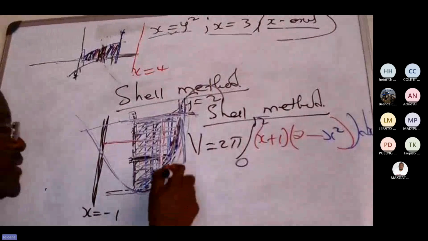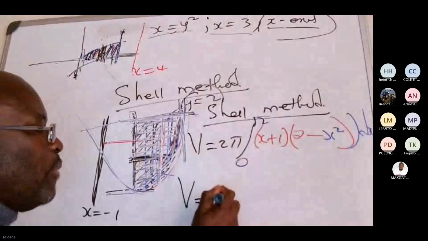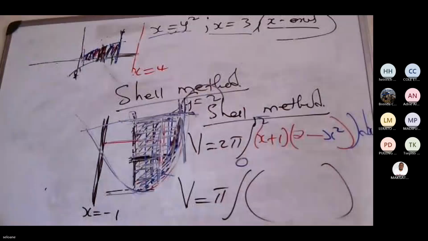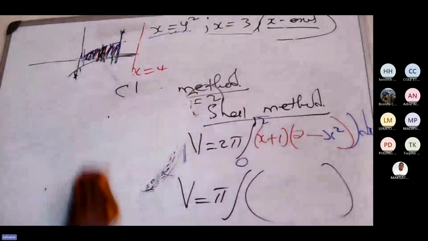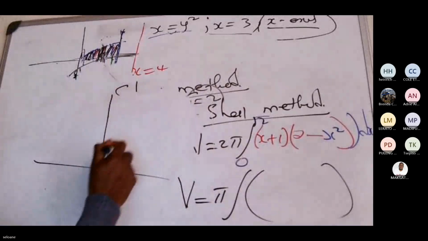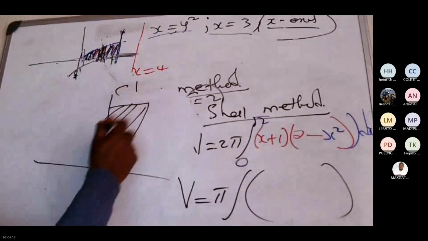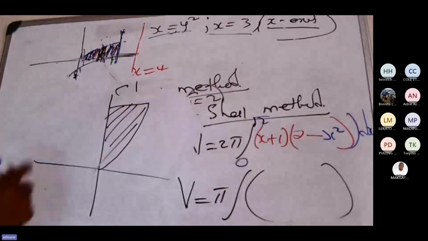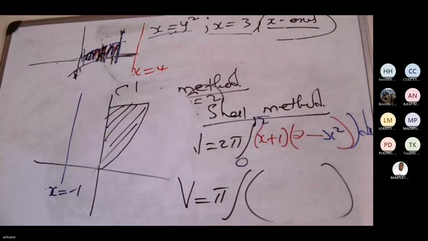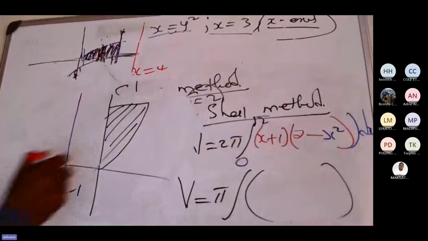What about the disk method? Don't forget, with the disk, you cut perpendicular to your axis of rotation. Let me take this out. This is your region, and this is the axis of rotation, x equal to -1. Cut perpendicular to the axis of rotation. This is the axis. Therefore, you're going to cut like this.